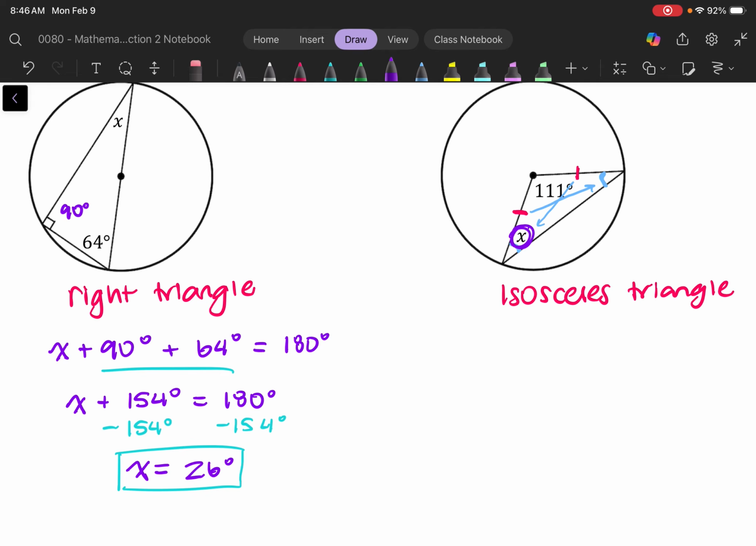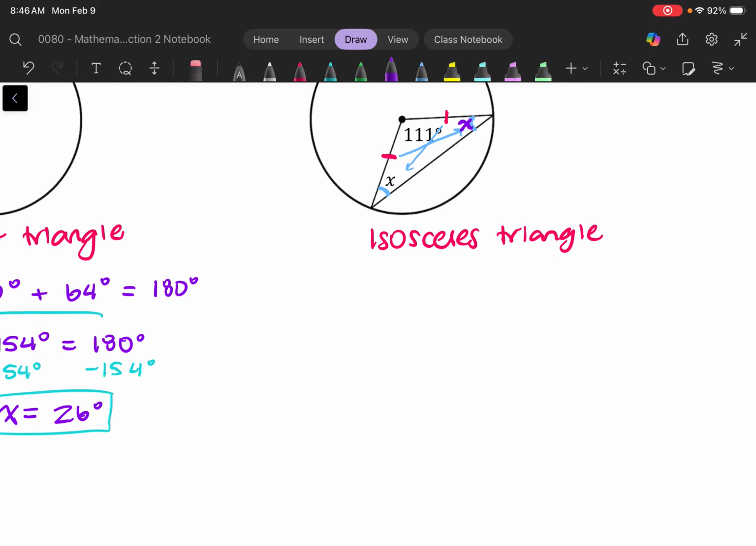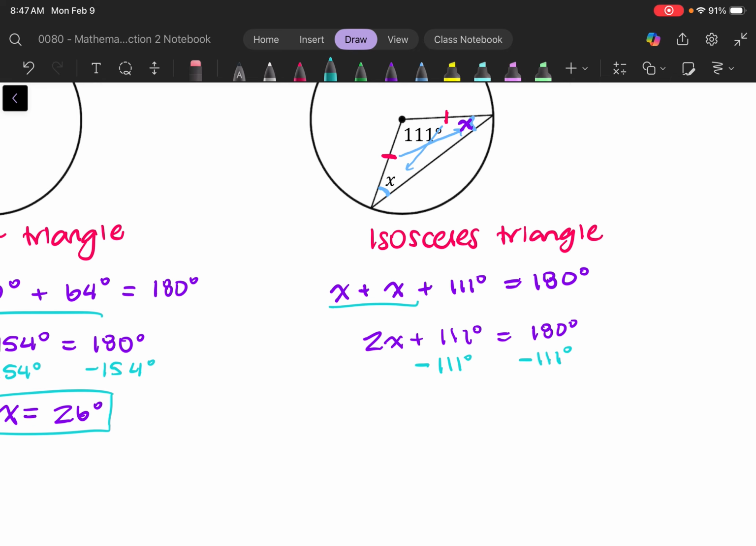I'm labeled with this angle being x value and this being 111 degrees. But that last angle is not measured, but I know it's congruent to the other angle denoted with a small x. So I have x plus 111 degrees equaling 180 degrees. I'm going to combine my left-hand side and I get 2x plus 111 degrees is equal to 180 degrees. And I'm subtracting 111 degrees from both sides.